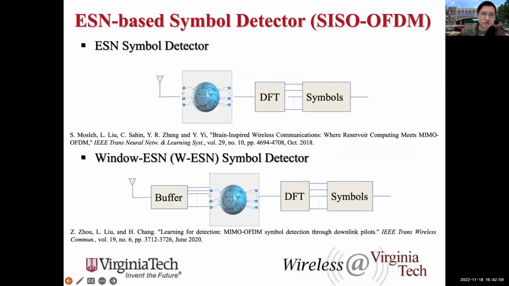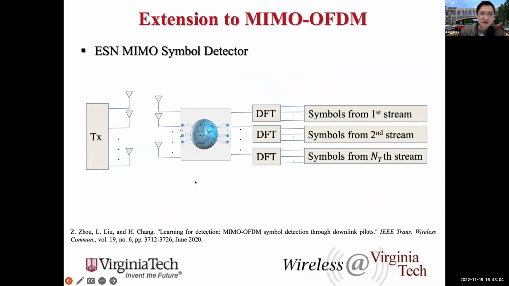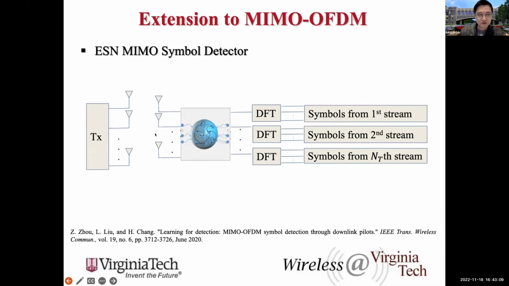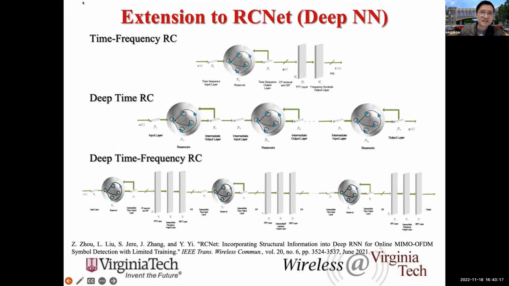We have applied this to OFDM systems, and then we extended it to MIMO OFDM systems, and then we applied this to multiple streams, so MIMO OFDM with 4 data streams. Later on, we also extended this to time-frequency RC. Basically, we extend the reservoir computing, the single, shallow network, into a deep network, where we take advantage of the time-frequency structure. We do it in the time domain and the frequency domain and chain them interchangeably. This is the RC net we introduced.